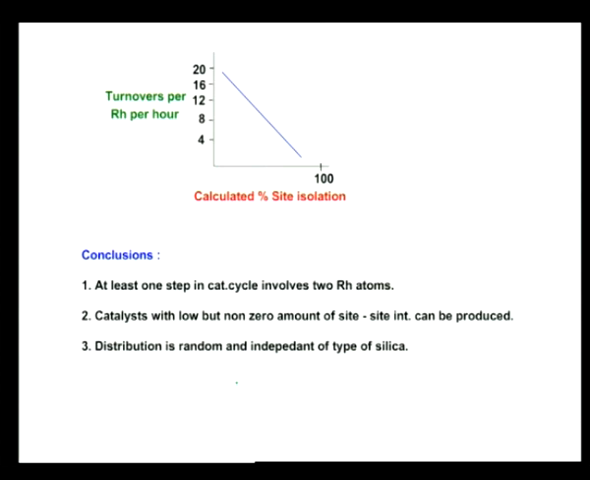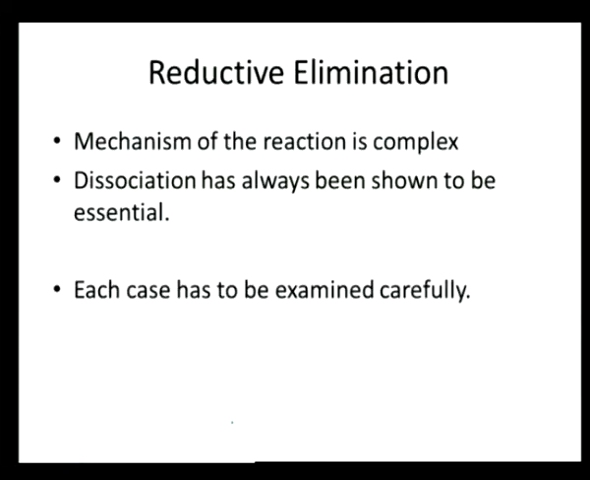Now, we will conclude today's lecture by just briefly looking at what we have studied, and what we have seen is that reductive elimination happens in a variety of ways. The mechanism of the reaction is fairly complex. We have also seen that dissociation is essential. This turns out to be a very important and paradoxical factor, but dissociation is essential before reductive elimination can be carried out.